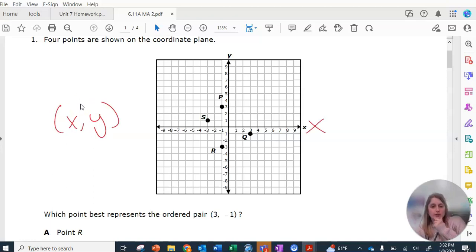So when I'm looking for the ordered pair (3, -1), I am starting by looking side to side for a positive 3. I find that right here. There's only one point that falls on this positive 3 from the x-axis line. I'm thinking our answer is point Q. But you've got to go check the y-axis for the -1. Does this point Q match up with -1 on the y-axis? Yes, it does.